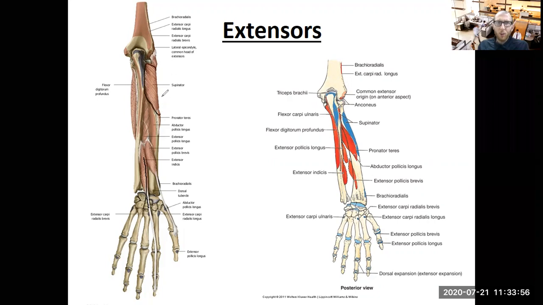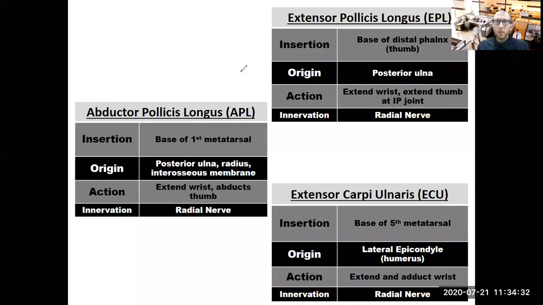Supinator, now we can see that full muscle. It's bigger than it was before, but this is a full look at it. As well as the extensor pollicis brevis coming out to the thumb. Extensor will extend, pollicis the thumb, brevis, well, that means there's a longus, and here's that longus, which would be over top of the brevis. Table boxes or muscle table boxes, whatever you want to call them, are right here for you.